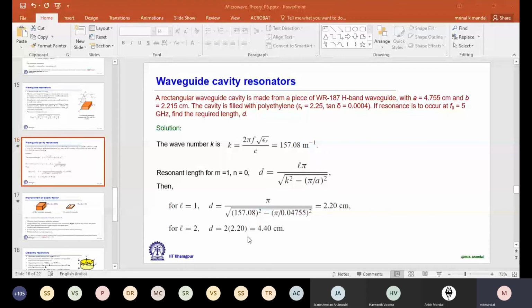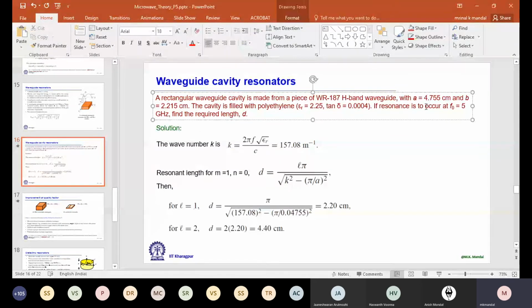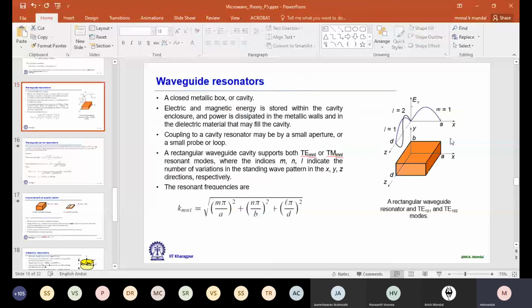Then TE201, it is just double of that, 4.4 centimeter. So what we see here, A height is not that important. A is 4.755, corresponding D length is coming 2.2. Even though we have half wavelength variation along A, along B also half wavelength variation.